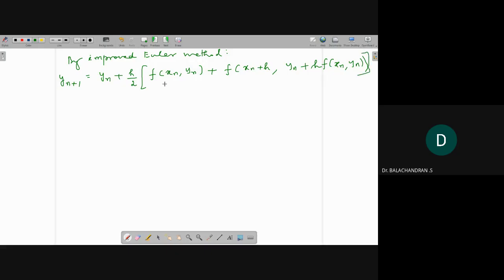Now n equal to 2. So y3 equal to y2 plus h by 2 into f of x2 comma y2 plus f of x2 plus h, where x2 plus h is nothing but x3, and then y2 plus h into f of x2 comma y2.